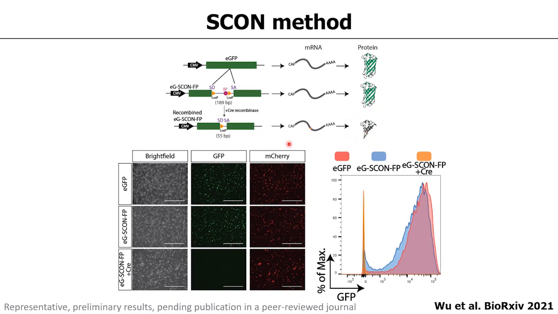We checked it in 293 cells, and the normal SCON nicely allows GFP expression, but after recombination there is no GFP expression. When we compare the green fluorescence level, we found that the SCON-containing EGFP has an identical FACS intensity plot compared to EGFP, meaning that inserting the SCON intron doesn't compromise gene expression. However, after Cre activation, the brightness is completely shut off, so you can disrupt gene expression perfectly well.